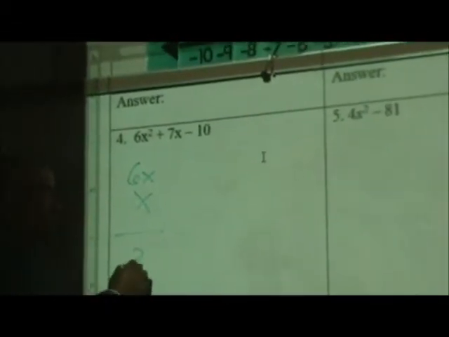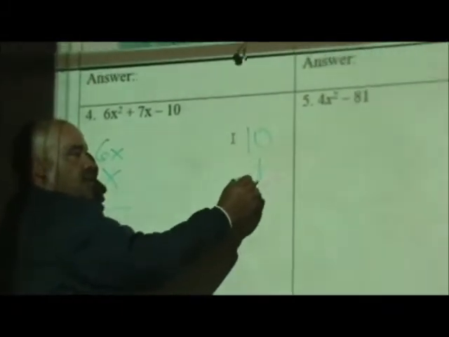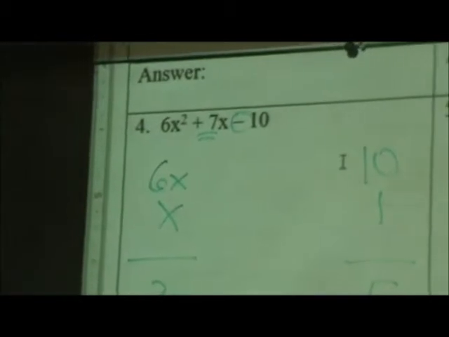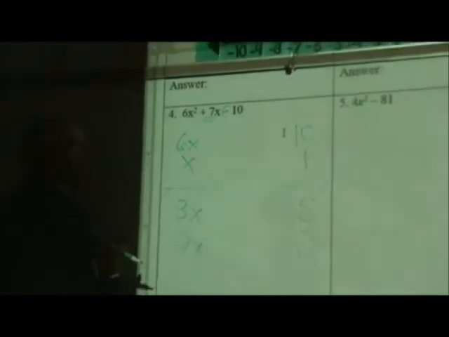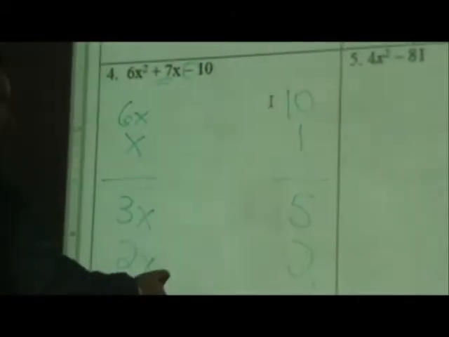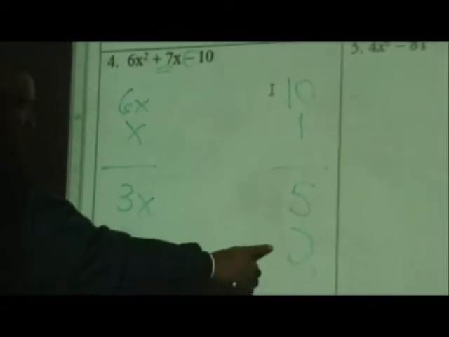All right. 4. What gives me 6x squared? 6x times the x. 3x and 2x. Now, how many different things give me 10? 10 times 1 or 5 times 2. I need a difference of 7. Very good, Jonathan. Positive. All right, which one's it going to be? Is it 60 and 1, 6 and 10? Is it 15 and 4, 6 and 10?